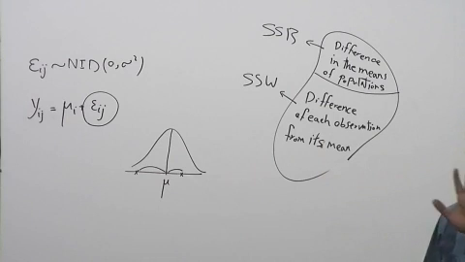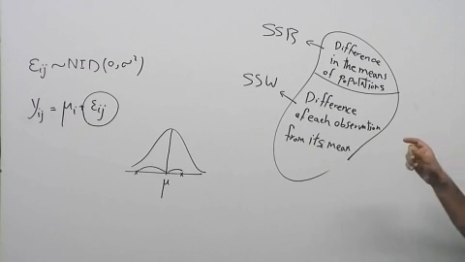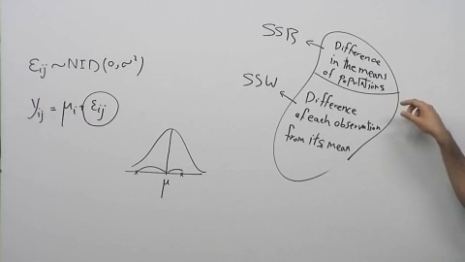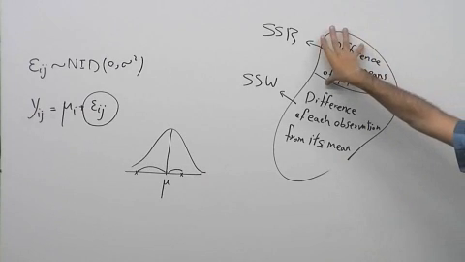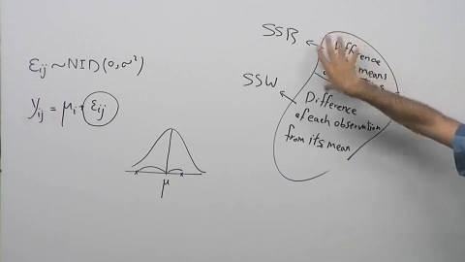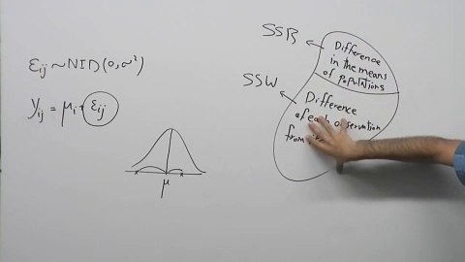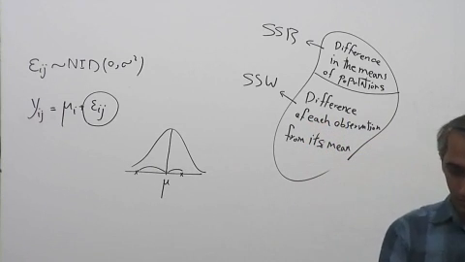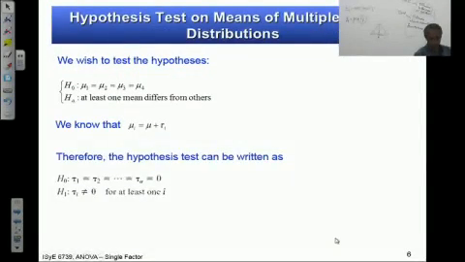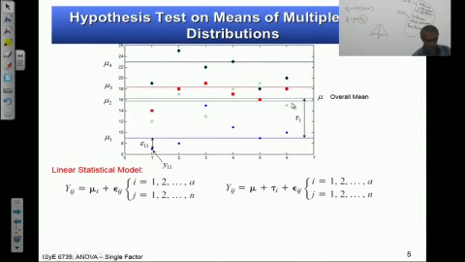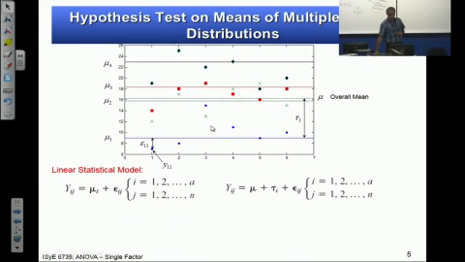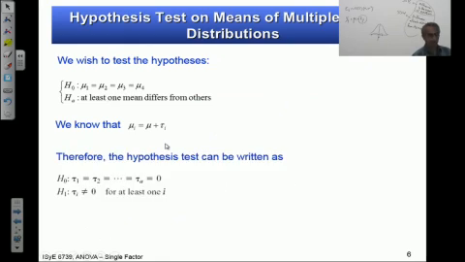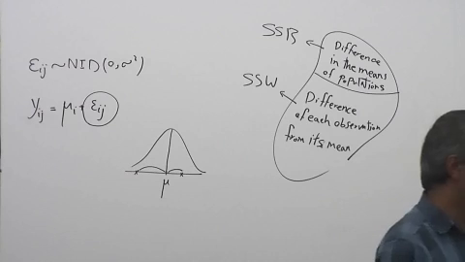They are relevant, exactly. So that's a very good question. The question is, are they related to tau and epsilon? So this guy is related to tau, and this guy is related to epsilon. Why? Because tau is the difference between mu and the grand average, and epsilon is the difference between each observation and its corresponding mean. Any questions?